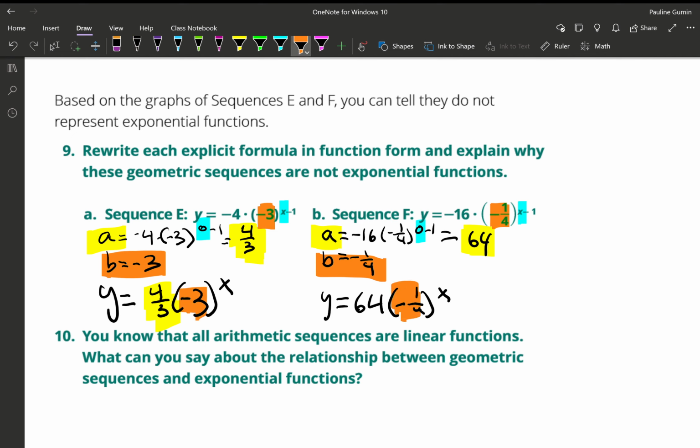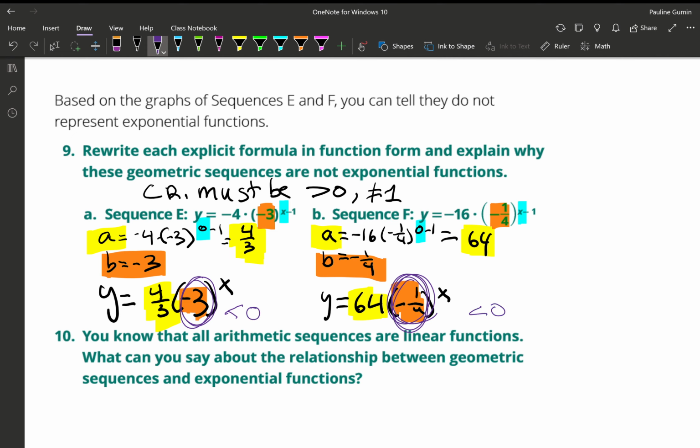Now, what makes this not an exponential function? Well, our constant ratio must be greater than 0, but not equal to 1. -3 and -1/4 are less than 0. So they cannot be exponential functions.